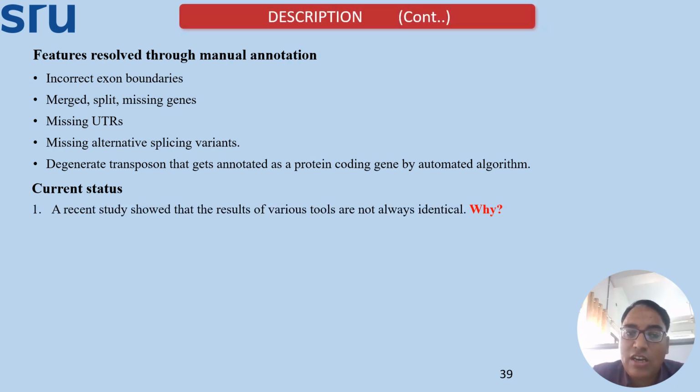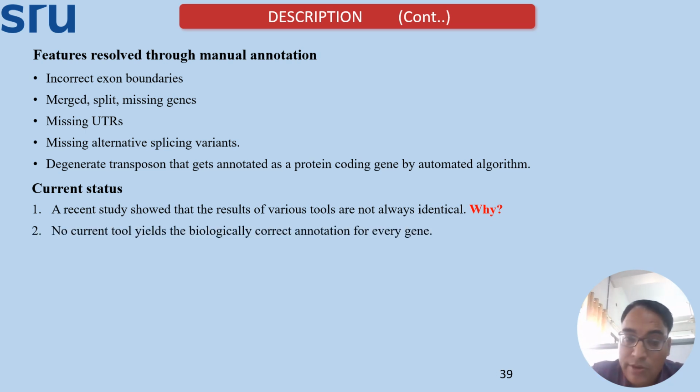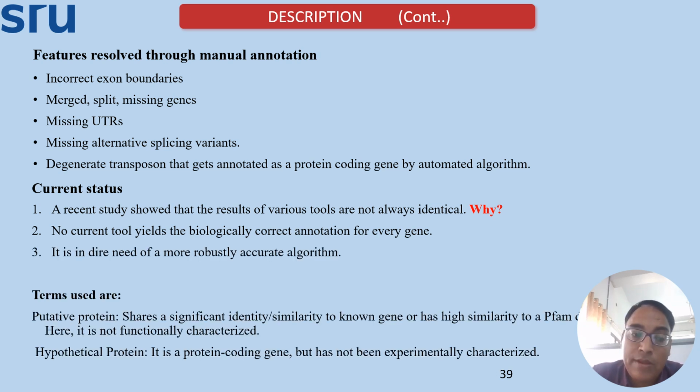A recent study has shown that the results of various tools are not always identical. I have shown you multiple features are involved, and different algorithms prioritize different scoring strategies. Okay, it's difficult to put all of them together consistently always. Because of this, variation comes up in the score. Okay. No current tool yields a biologically correct annotation for every gene. Because for every gene, you don't get all the strategic parameters. Okay.